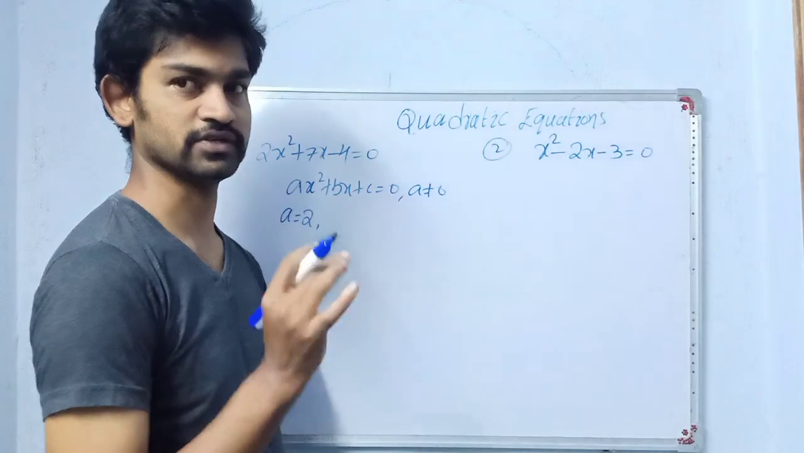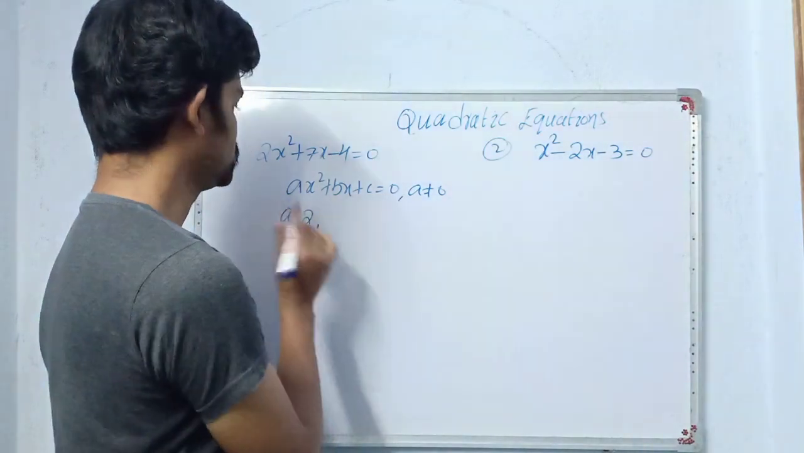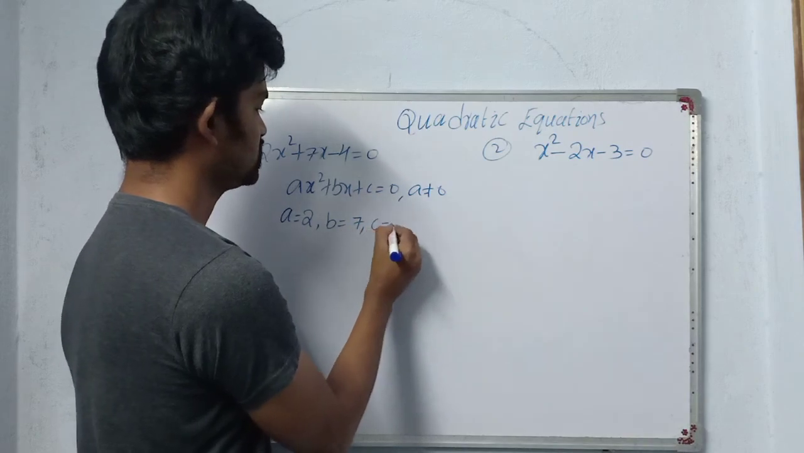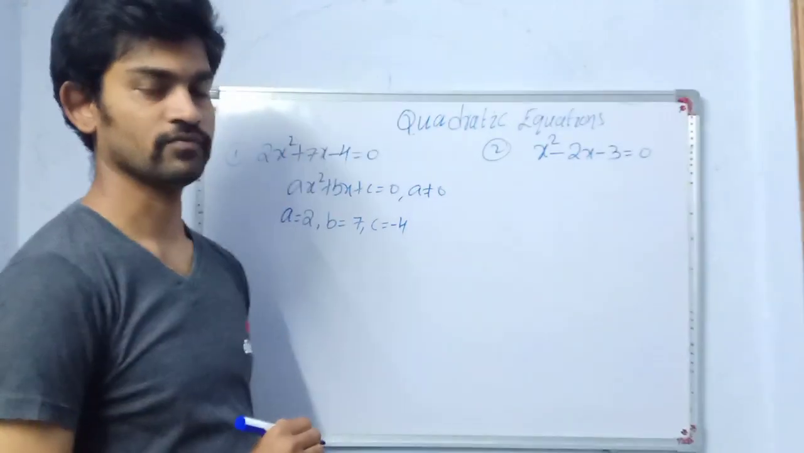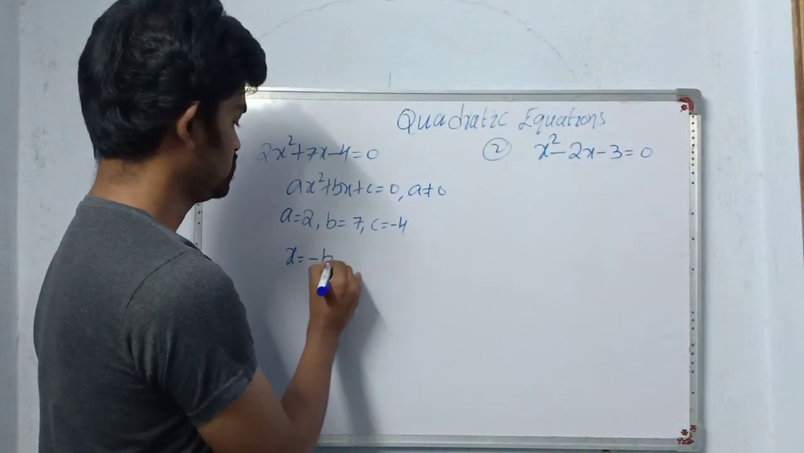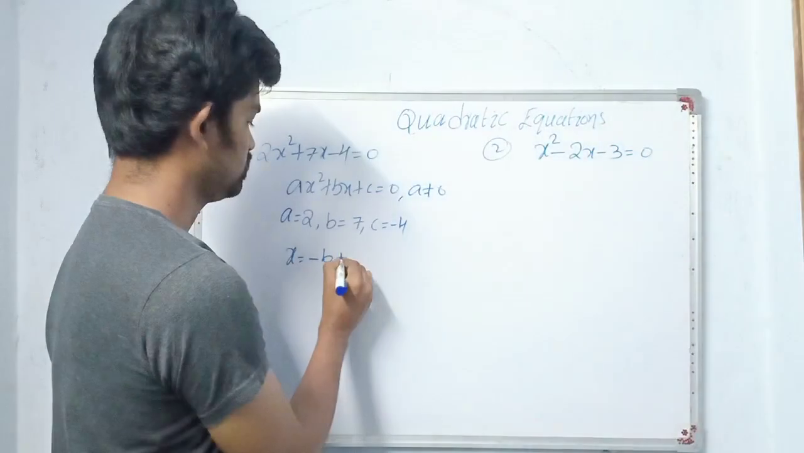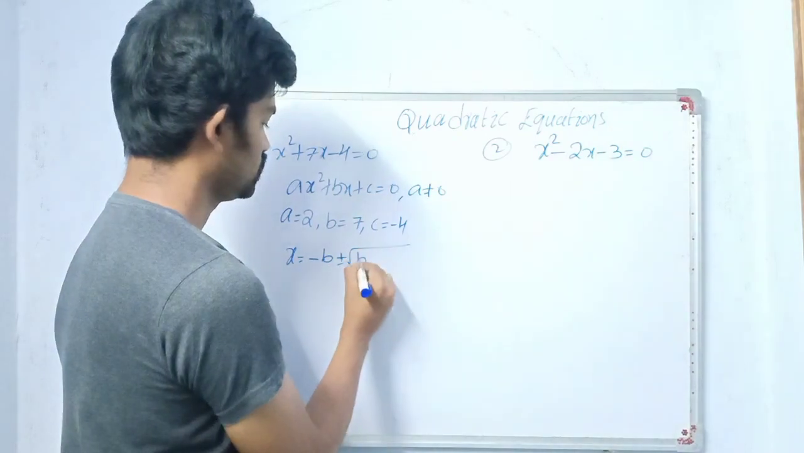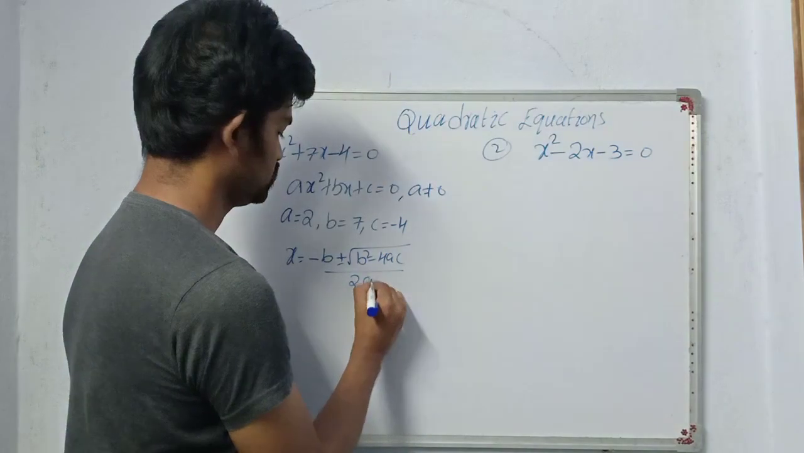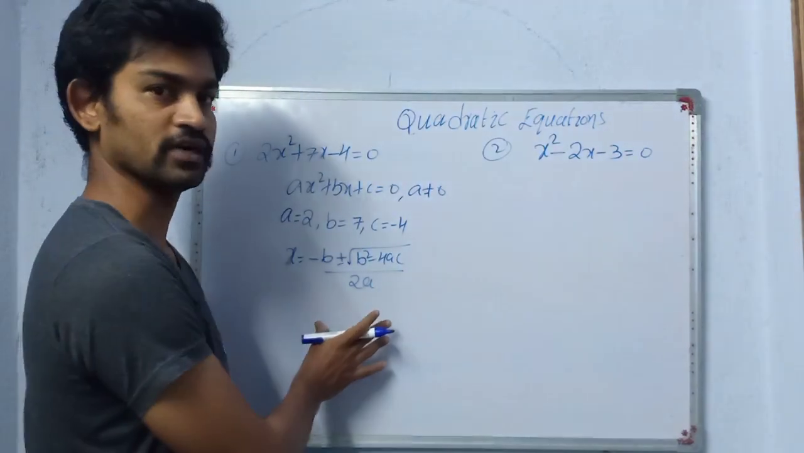Variable you should not write. You should write only the coefficient. That is 2. Now b value is 7. C is minus 4. We have the quadratic formula, that is x equals minus b plus or minus root over b square minus 4ac by 2a. Okay, this is our quadratic formula.